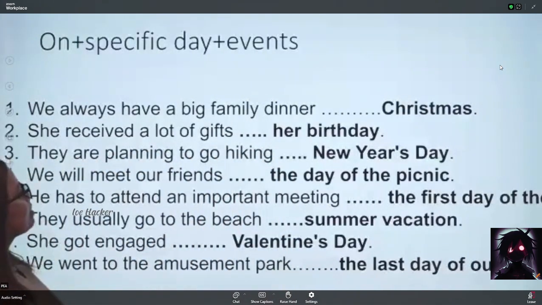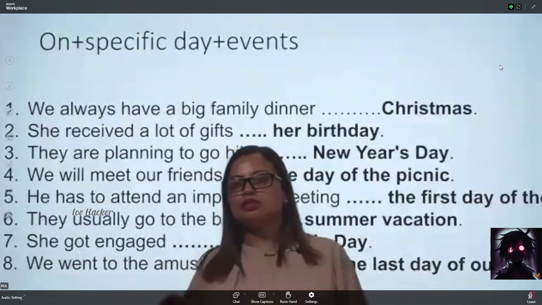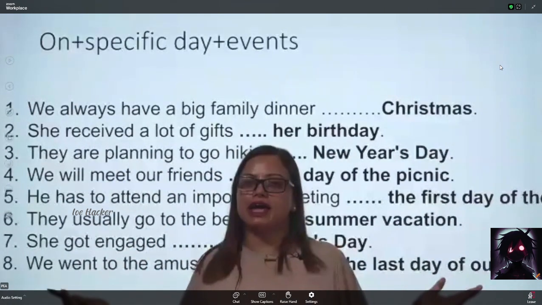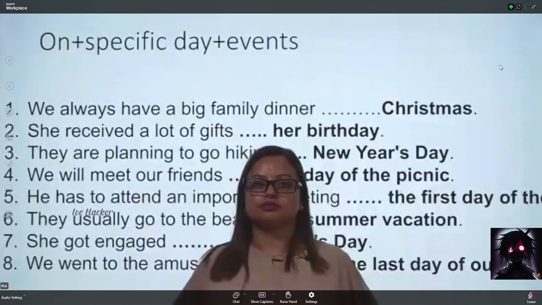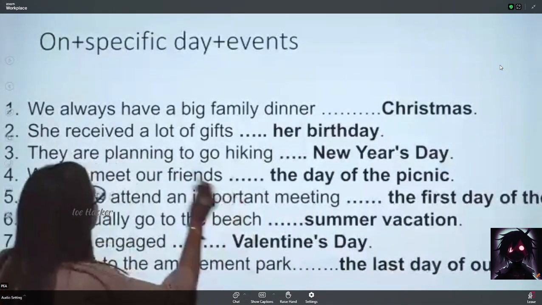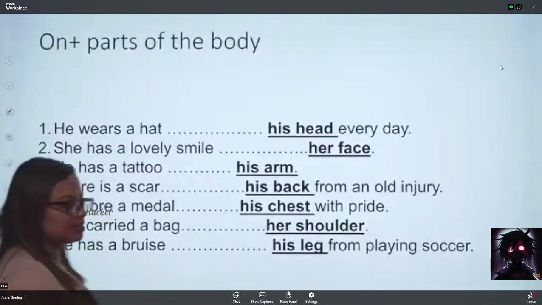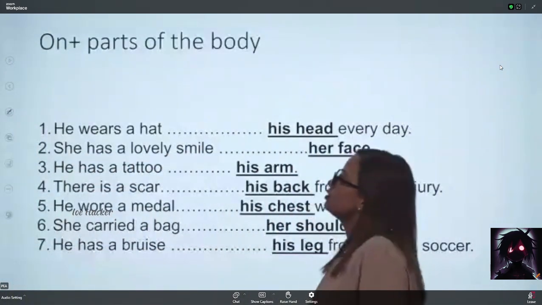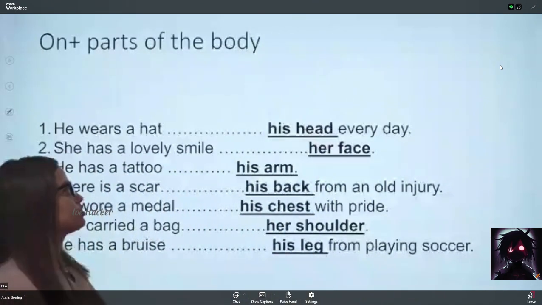We always have a big family dinner. Actually, festival is followed by at. Okay, actually, okay. But just look at here. I will take you to another slide at first and then I will come here, okay? So on plus parts of the body, first let me show you this and then we will come to that.